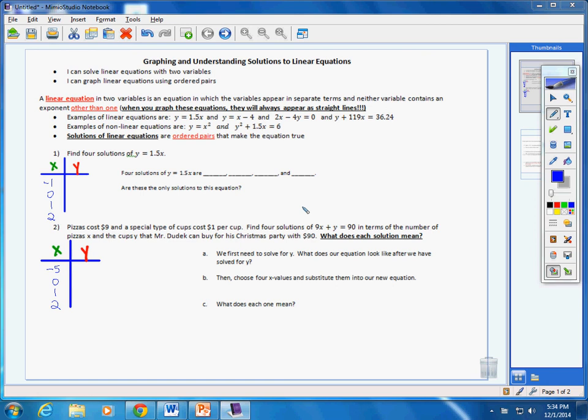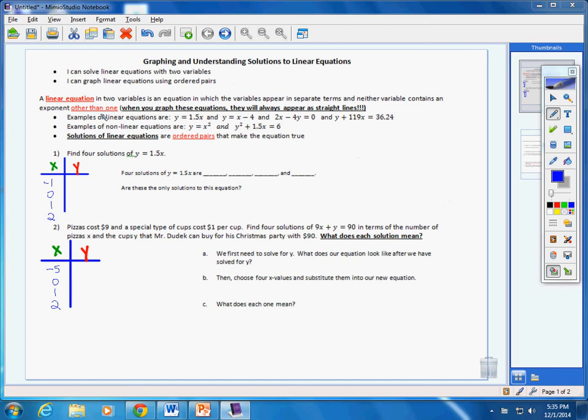Hello, ladies and gentlemen. Today is graphing and understanding solutions to linear equations. By the end of the lesson, we want to be able to say this. I can solve linear equations with two variables. That means I can find solutions to linear equations. Secondly, I can graph linear equations using ordered pairs. I think all of you can actually do these two things. Hopefully this is more of a refresher than it is a lesson.